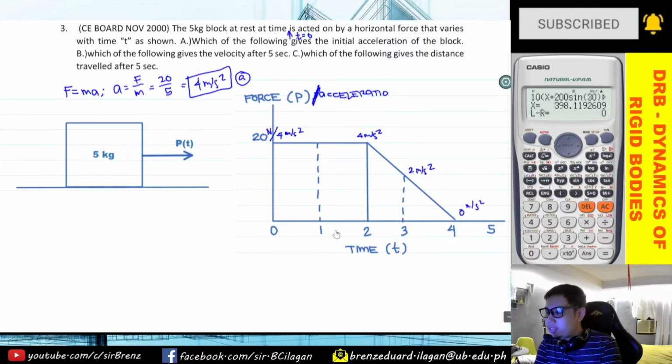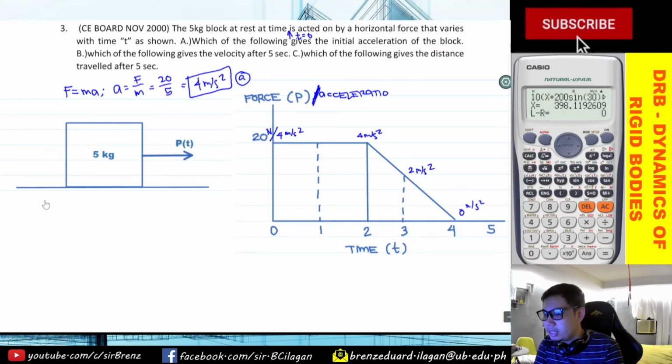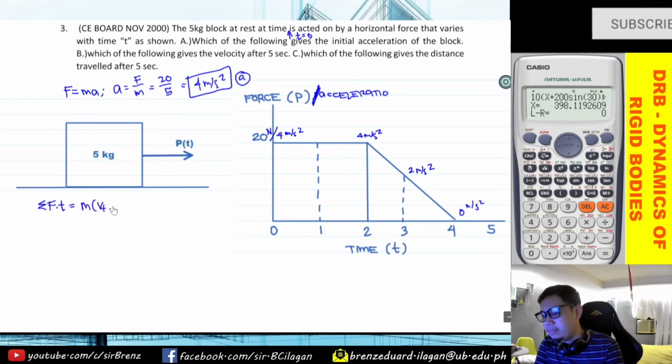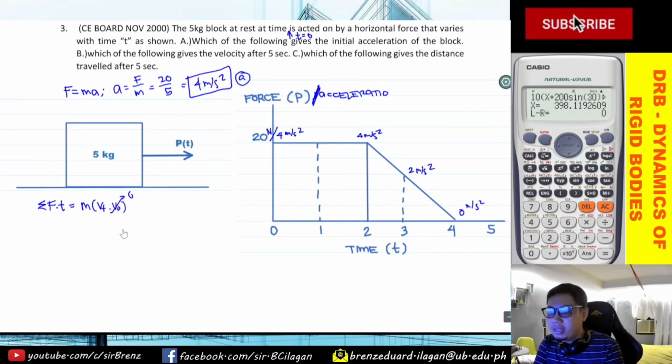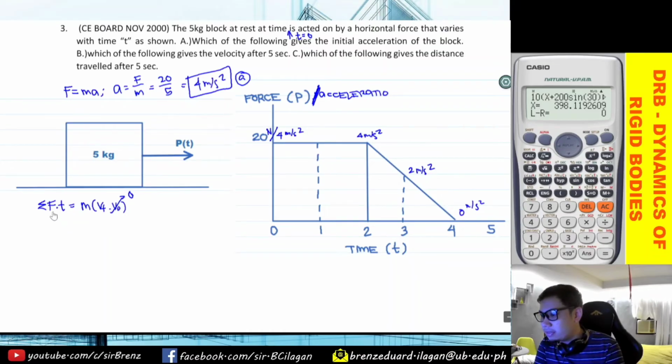Okay, so using this diagram, we can apply the equation for the impulse and momentum. So that is just summation of force, and then multiply by the time is equals to mass times the final velocity minus initial velocity. But then again, we all know that yung initial velocity niya is equals to 0. So ito na lang yung consider natin. Okay? So, what will happen here?